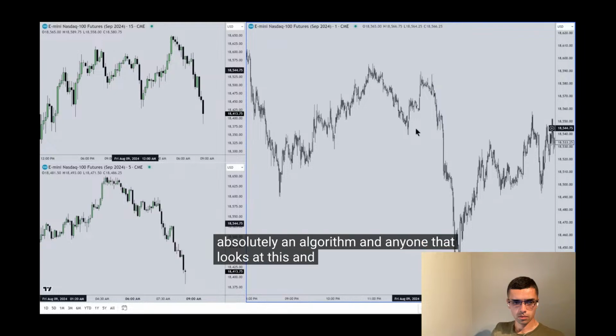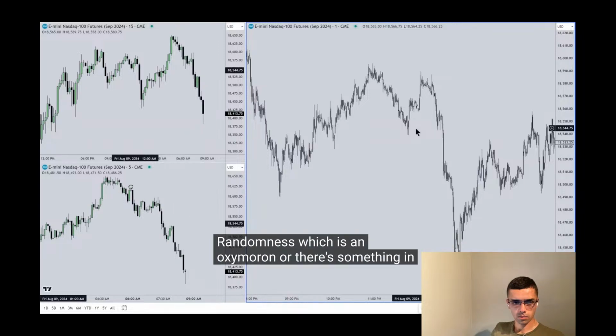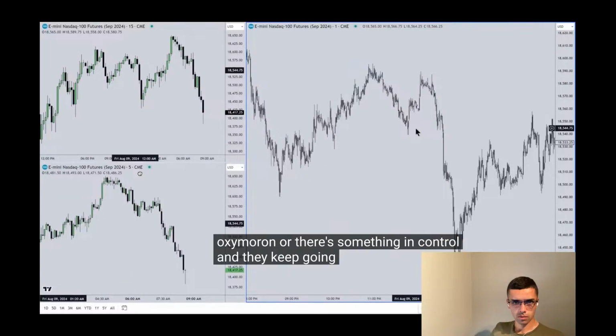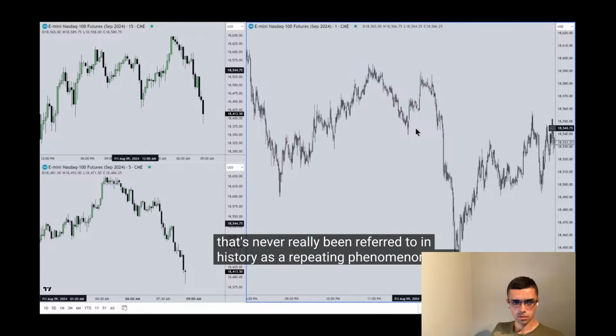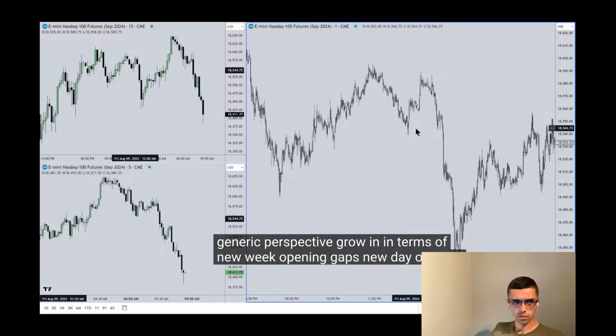anyone that looks at this and studies it, they're going to have to come to the conclusion that either there's structured randomness, which is an oxymoron, or there's something in control. And they keep going back to these levels that's never really been referred to in history as a repeating phenomenon until I revealed it to you all. So having that generic perspective, new week opening gaps, new day opening gaps, those are your primary factors for determining bias.